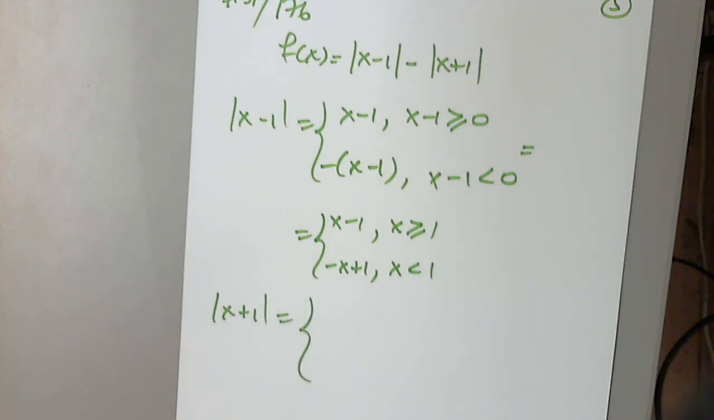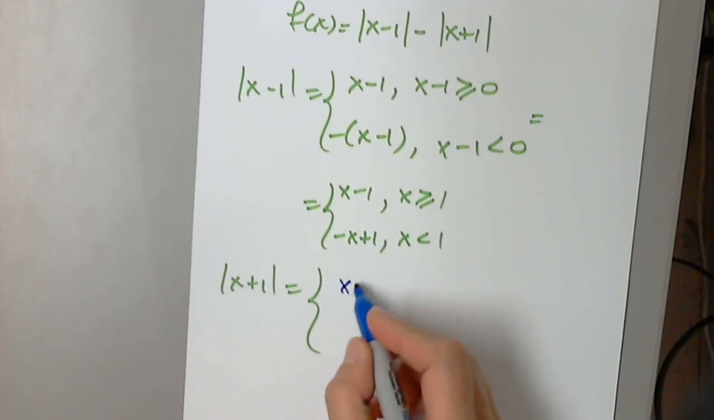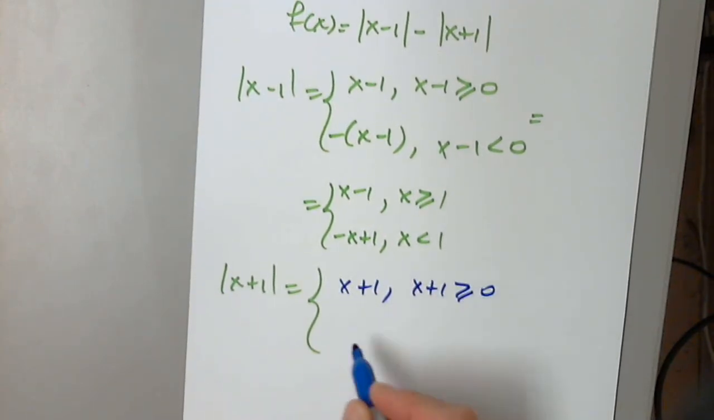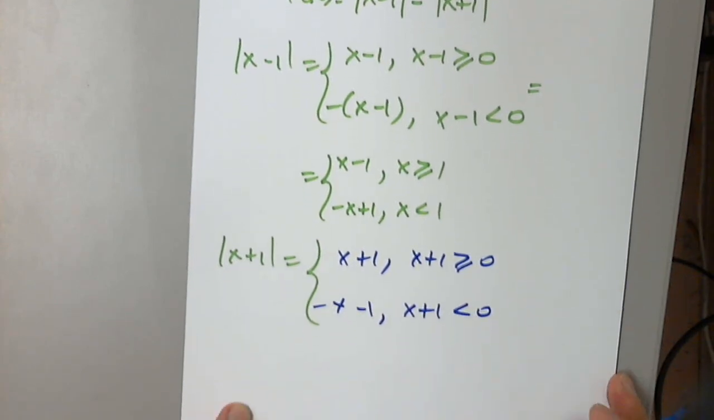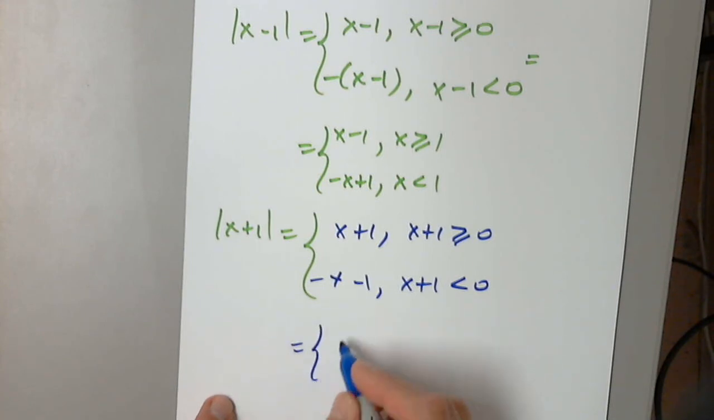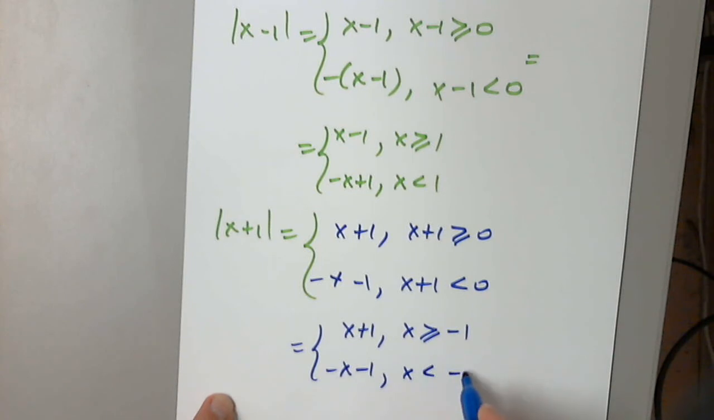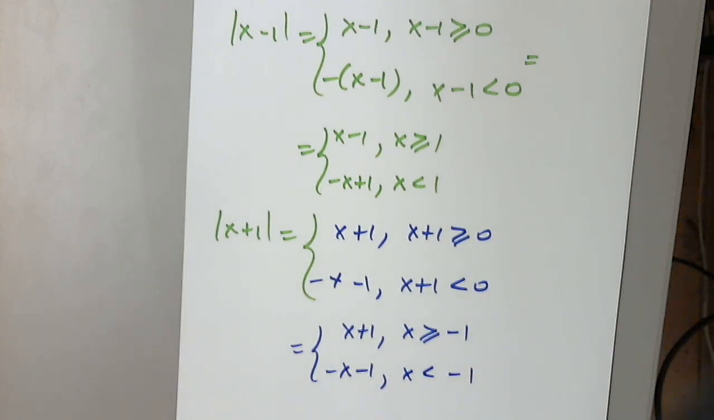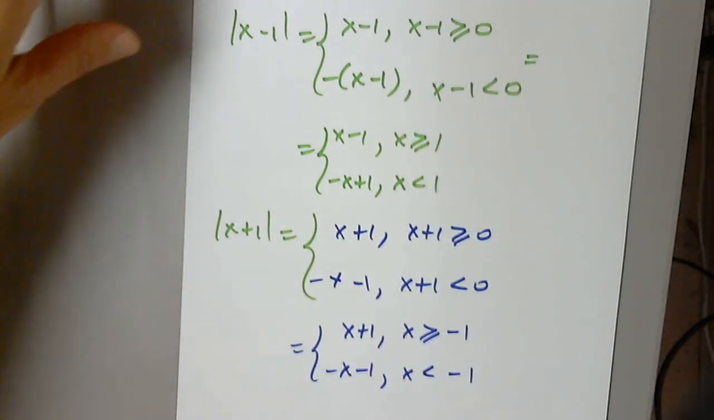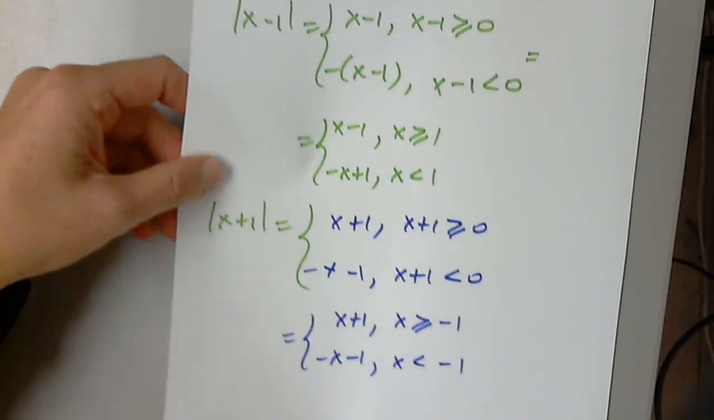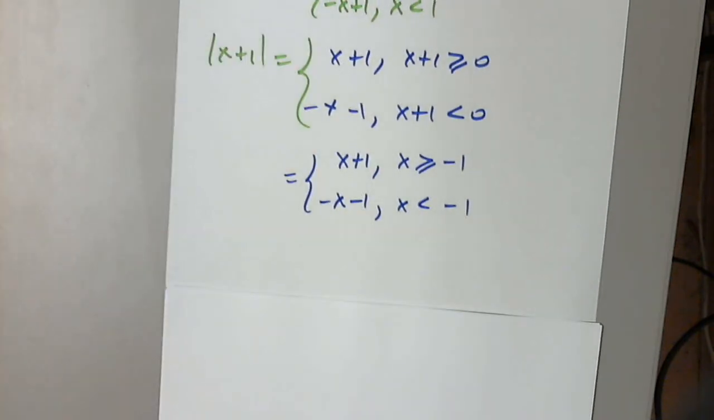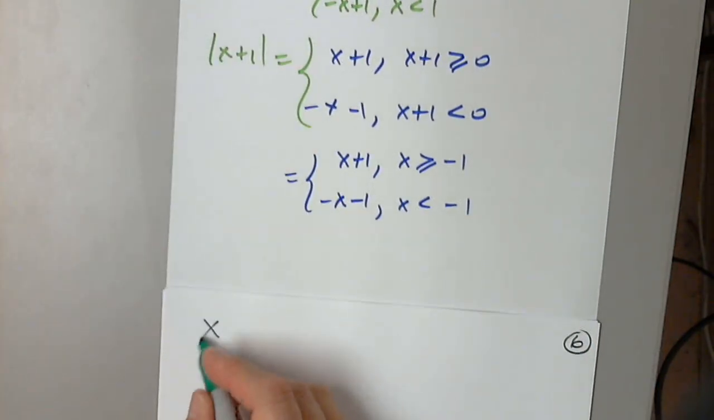Can anyone get us started on x plus 1? Very good. For x plus 1 greater than or equal to 0, or negative x minus 1 for x plus 1 less than 0. Which means x plus 1 for x greater than negative 1, negative x minus 1 for x less than negative 1. So this was the whole thing. And now we put it in a table to summarize and get the answers. And we know how many answers we will get. How many? 3. Perfect. Well done.